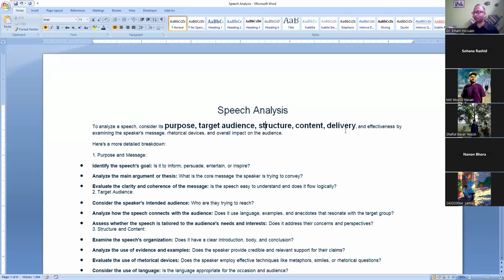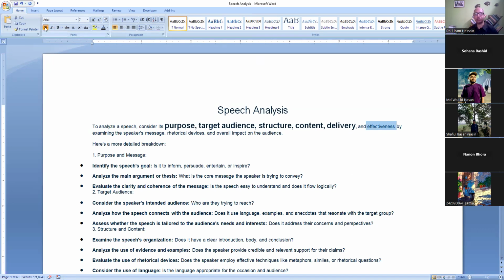While I talk to my students in my classroom, I talk like a teacher, an academician. I do not talk like a religious sermonizer. I do not talk like a politician. So while I go to the stage, a political platform, to address my audience, then my way of delivery should be different, totally different from my academic way of delivery. So delivery is to be considered while you are analyzing a speech.